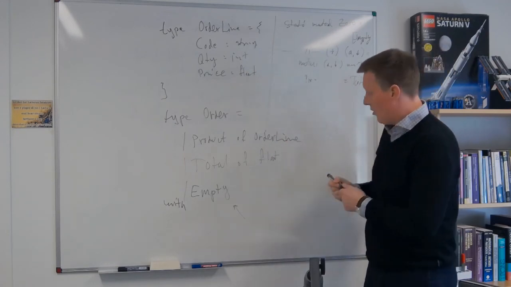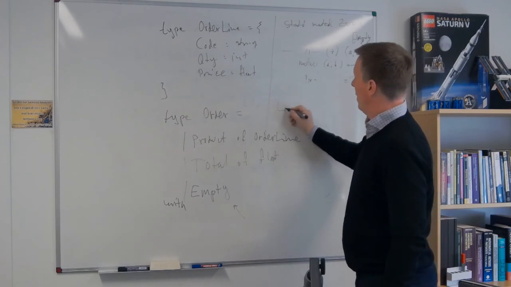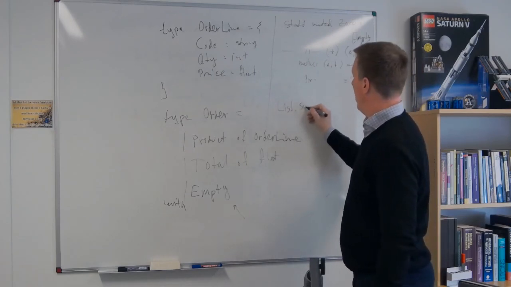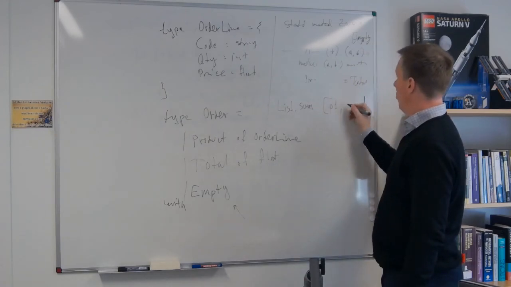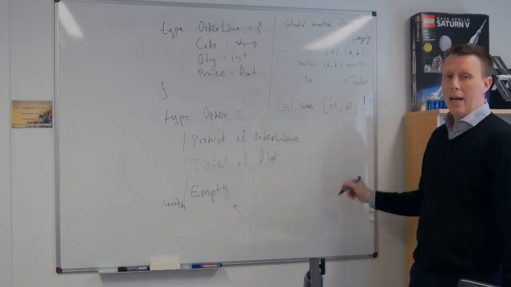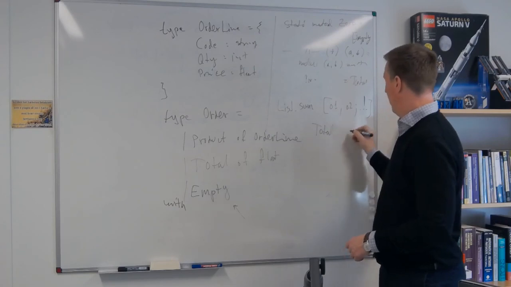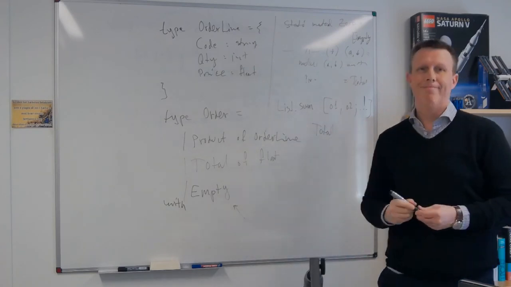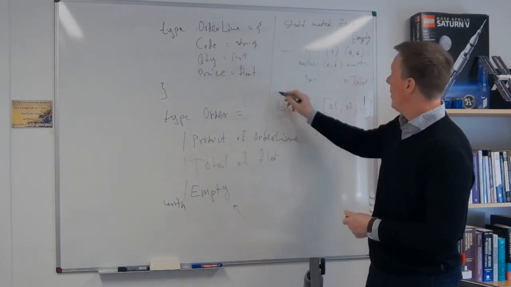And now I can actually do things in F#, and this is real code. I can actually say List.sum, and then I can give a list of these order lines, O1, O2, order type objects, and I will get out a total with some number in it. So that's pretty neat.